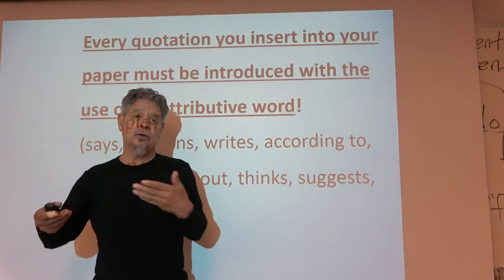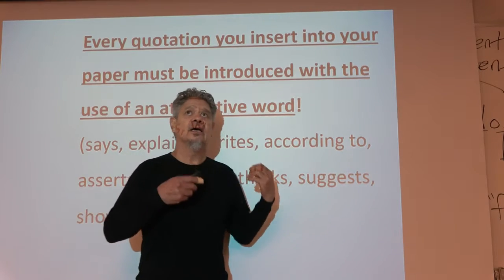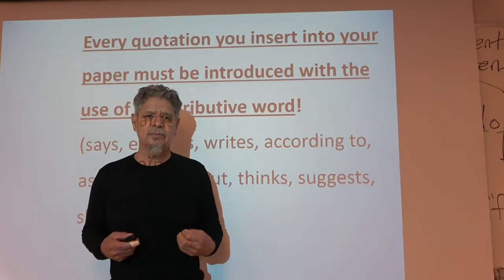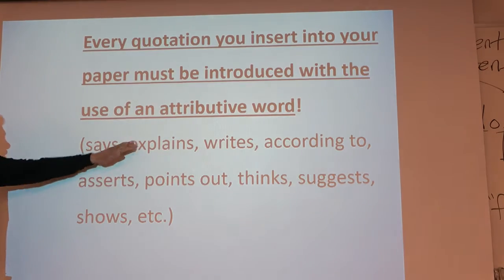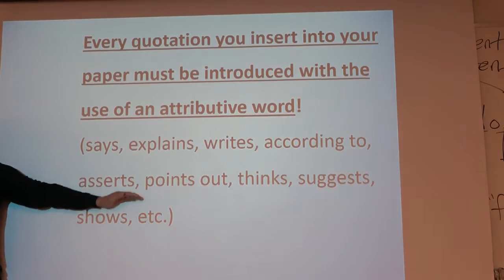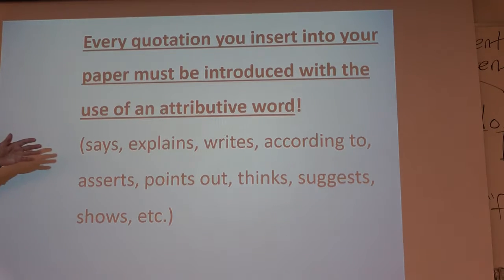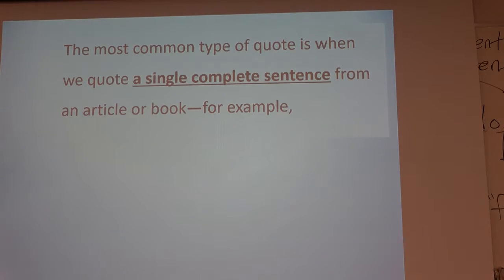But the article that we are dealing with is written by Harkington. What is his first name? Josh. Josh Harkington. Okay? So we use these, the attributive words. Okay? Alright, so every quotation must be introduced.